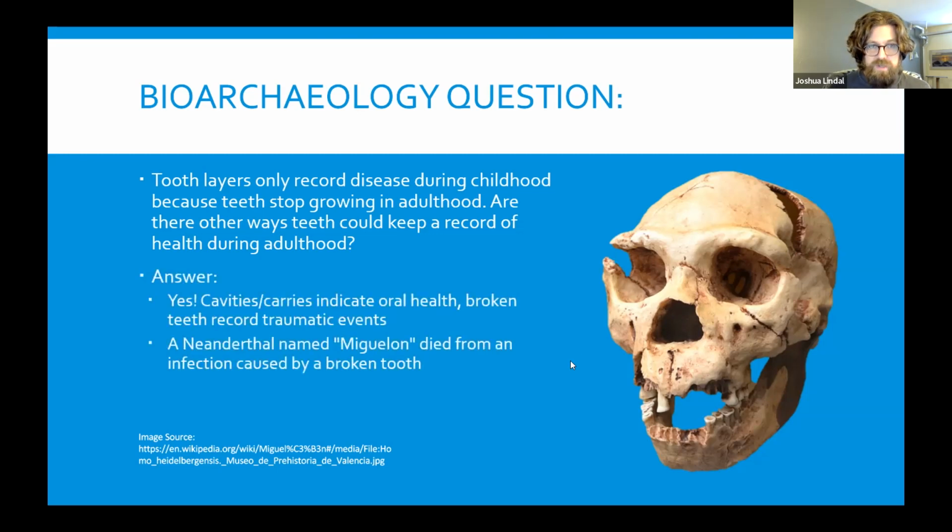So yes, there are definitely other ways that we can learn about people's health from their teeth. One of the things that we can look for is cavities or caries, which some of you have probably had, and you go to the dentist and get that filled. In the past, lots of societies didn't have the technology to fill cavities. So if someone has a lot of cavities in their teeth, we can tell something about their diet. They might have been eating sugary foods or grains, and they might not have had health care to keep their teeth clean the way we do today.